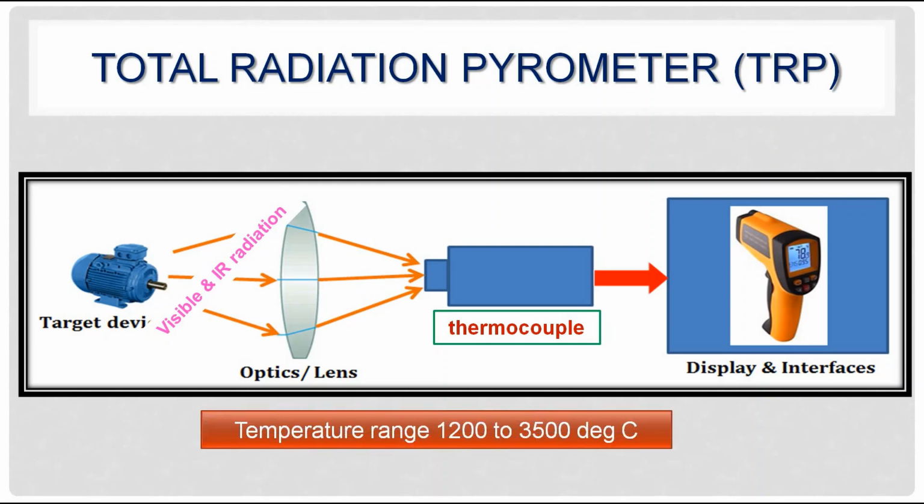Total radiation pyrometers are mostly used in the temperature range of 1200 to 3500 degrees centigrade.